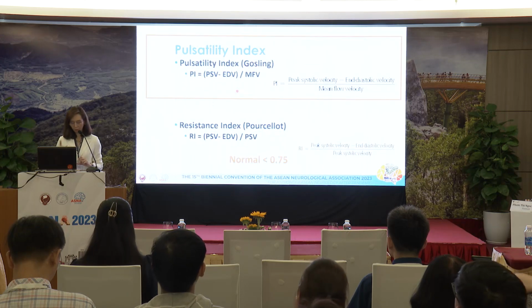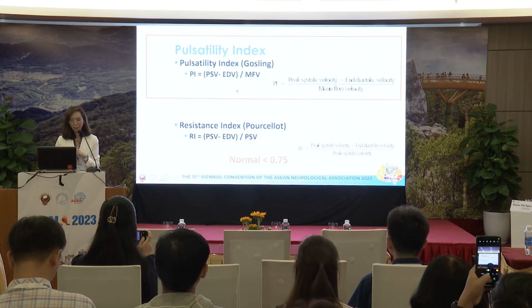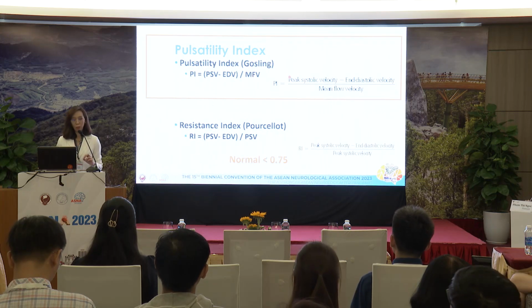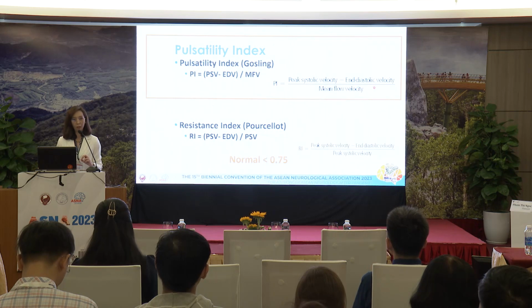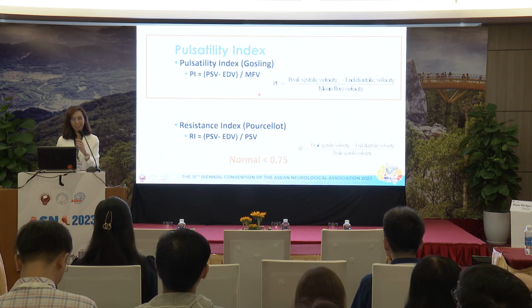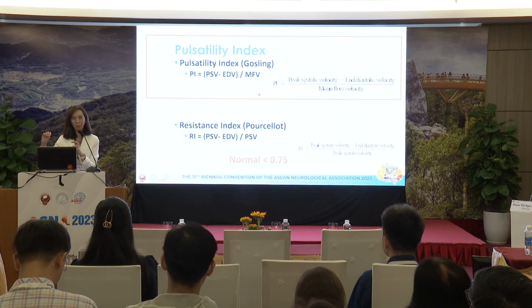Another important measurement is the pulsatility index. The pulsatility index is, when you do this equation, the difference between peak and end diastolic flow velocity. This determines the resistance at the further side of the insonation area. So if the resistance is high, the PI is going to be high. If the resistance is low, the PI is going to be low.